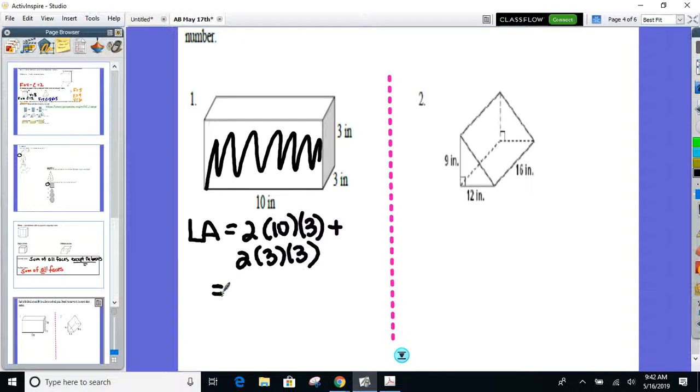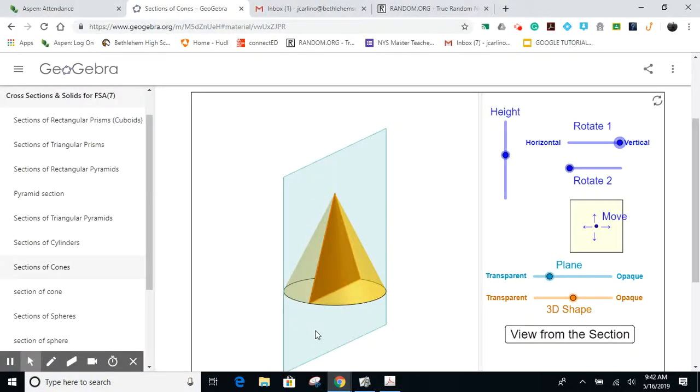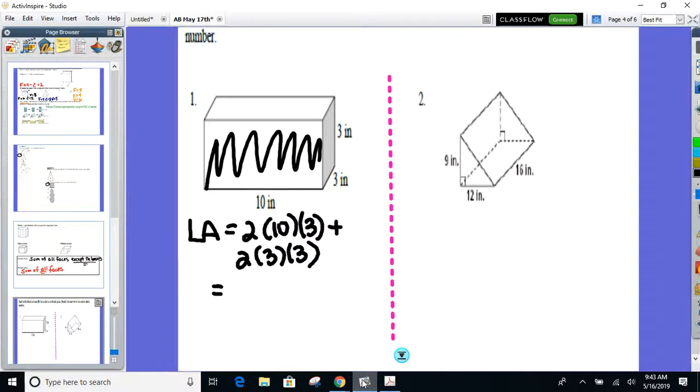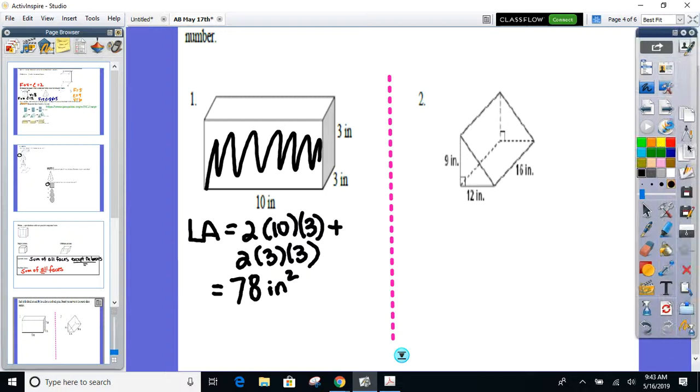So the lateral area, what do you got for me? 20. What do we have? And oh, wow. I didn't even have to prod it out of you. What was it? 78 inches. And yeah, lateral area. So yeah, the units are still squared. Nice job. Now go surface area.